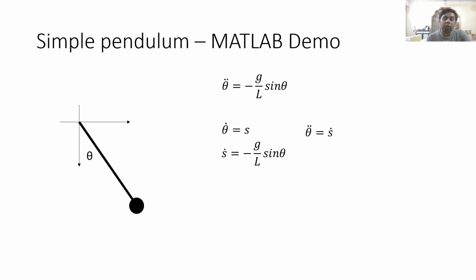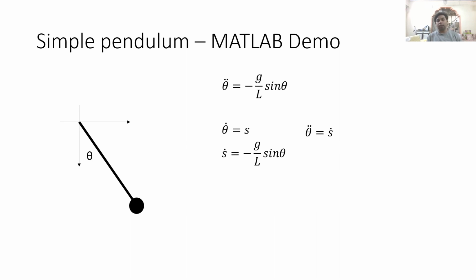Then s dot, which is basically the derivative of s with respect to time, will be equal to theta double dot. So the second differential equation we can write as s dot is equal to minus g by l sine theta. This is how we can convert the second order differential equation into a system of two first order differential equations. This is also called the state space form.